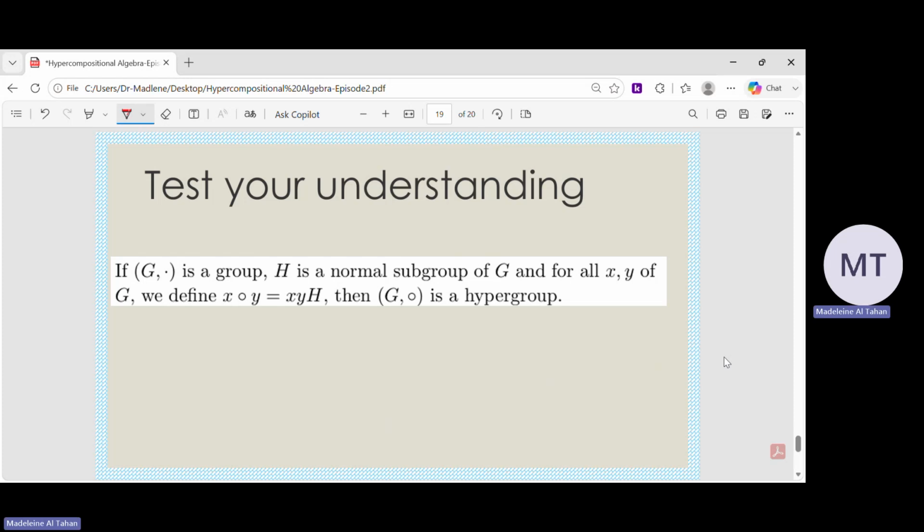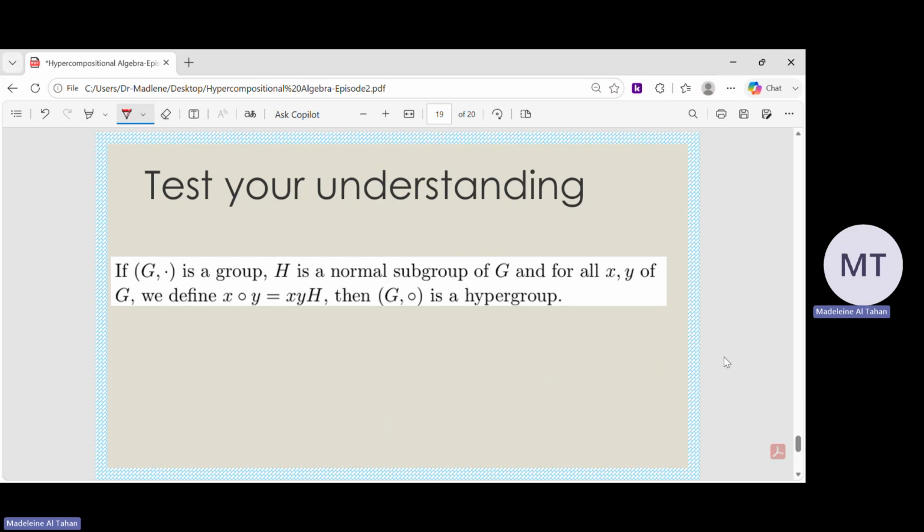Let's summarize the key ideas from today's lesson. A hypergroup is built from a hypergroupoid by adding associativity and the reproduction axiom. And the hyperoperation will always produce non-empty subsets. And of course, hypergroups can be finite or infinite.